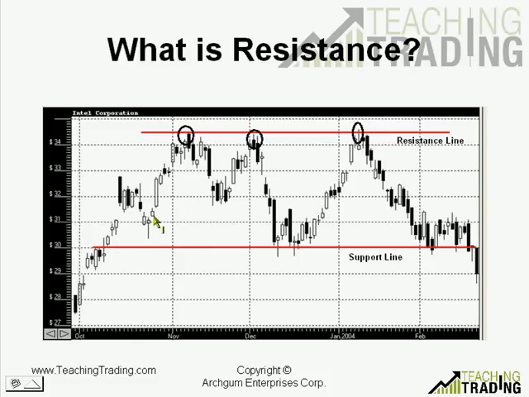So as prices rise towards resistance, buyers are less inclined to buy because the prices are too expensive, and the sellers are more inclined to sell to take profit. So that's why prices get pushed back down, prices get pushed back up again, and at the resistance line, supply is greater than demand, and that's why prices get pushed back down.